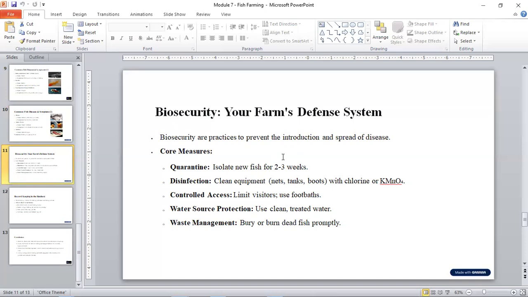Then you control access to the farm. You have to limit visitors and use a water and foot bath in case you want to allow an external person. Even for insiders, you need to use a foot bath. Then you need water source protection. You use clean and treated water. Also, there's need for waste management, and this involves burying. You have to bury or burn dead fish often and promptly.